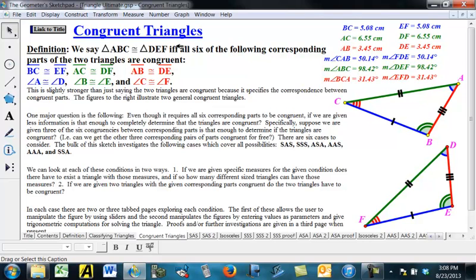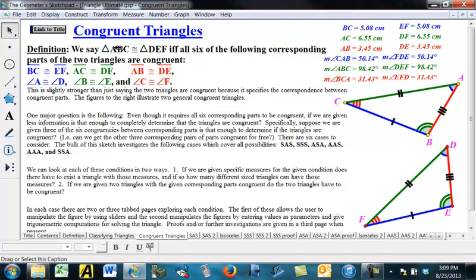IFF is short for if and only if. All 6 of the following corresponding parts of the two triangles are congruent. BC is congruent to EF. Notice I've marked that here with blue, where this one down here is blue, and it also has a single mark here and here to indicate that those are congruent. Likewise, the two green sides, AC and DF, are congruent, and then also the two red ones, AB and DE.